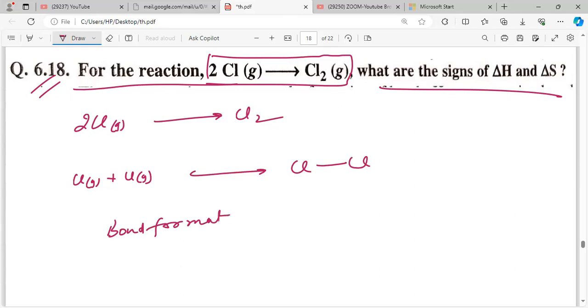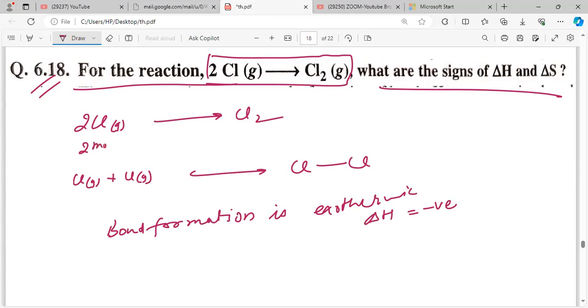Sir, bond formation is exothermic, releasing heat. Exothermic. And if it is exothermic, so delta H will be positive or negative? Delta H will be negative. Okay. Now, see, 2 mole.